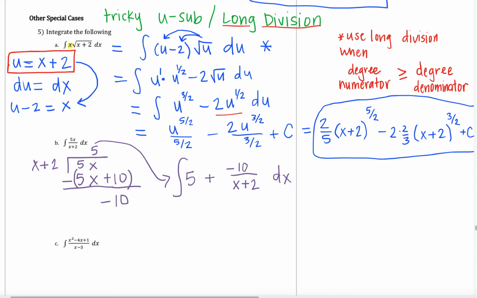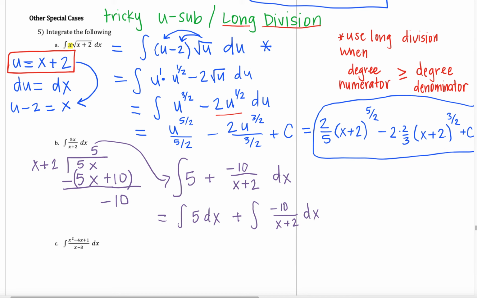This now allows us to integrate this. And I want to point this out. We have two separate functions here. I have the 5 plus this negative 10 over x plus 2. The 5 itself is a constant. That's a basic integral. So I'm going to actually break this apart into two separate integrals here and do the integral of 5 dx plus the integral of negative 10 over x plus 2 dx. In this first integral, that's a basic integral. We're good to go. In the second integral here, well, the negative 10 is a scalar.